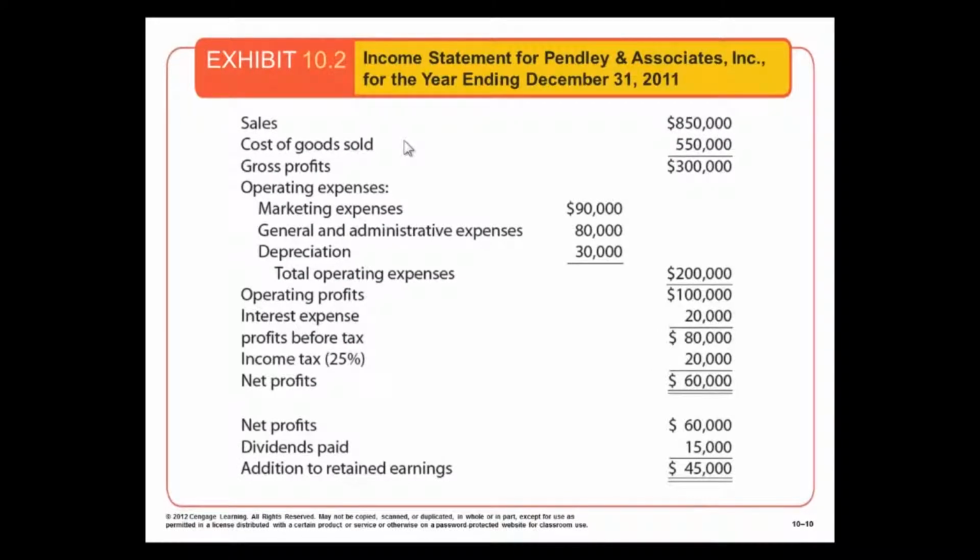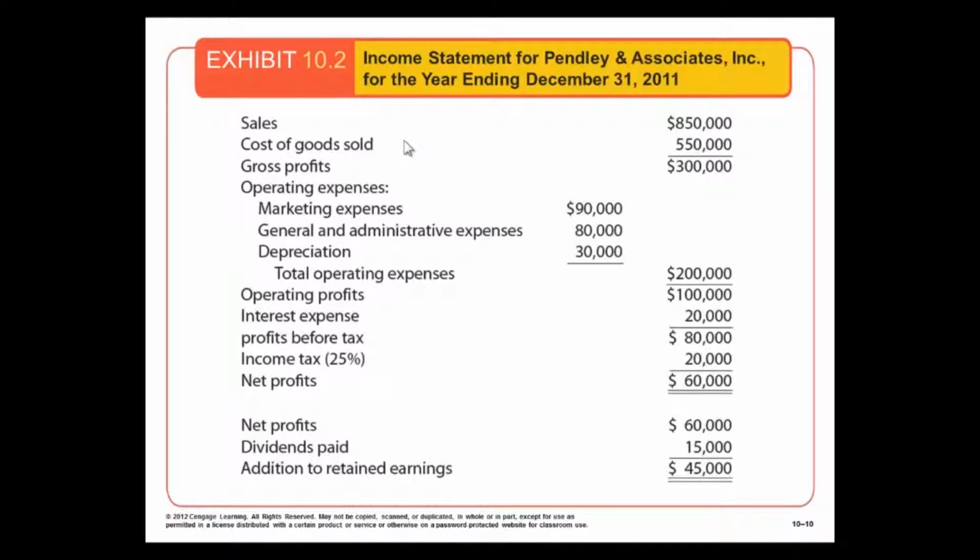Here's an example of Pendley and Associates. This is Exhibit 10.2 in the text, and you go through this, and you can see all these steps that we just talked about unfolding here. It had sales of $850,000, ended up with net profits of $60,000. You can calculate that percentage pretty quickly, can't you? It's less than 10%. And that's pretty typical of most companies today.